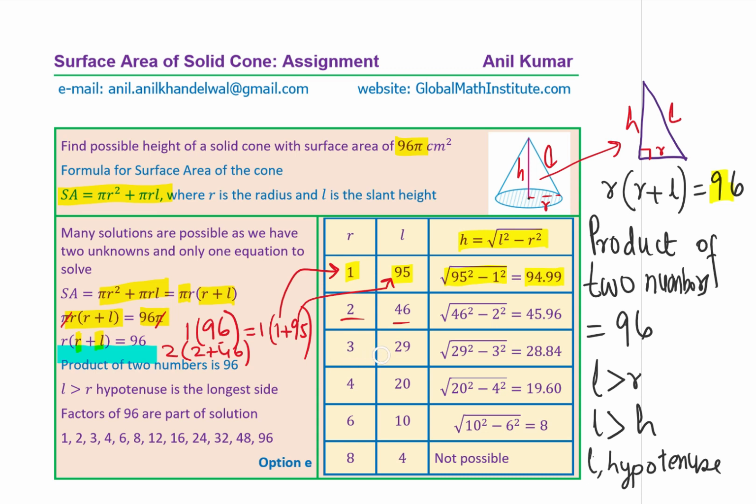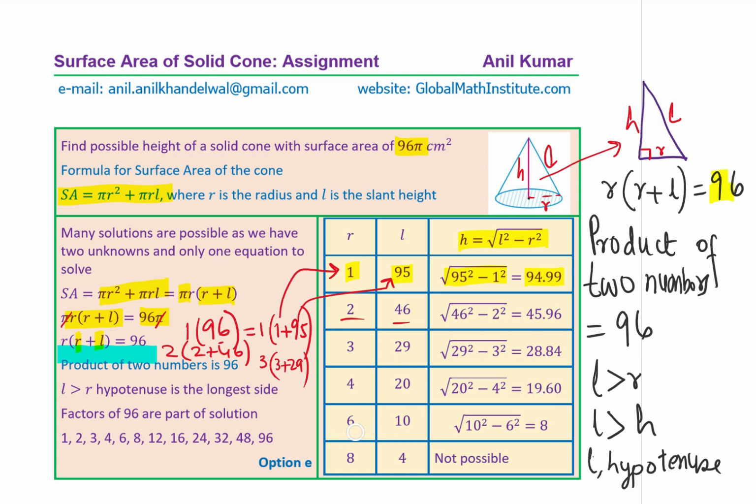Now, 3 and 29 can also work. How does this work? Well, it is like 3 times 3 plus 29, correct? So those are the factors. 3 and 32, correct? 3 and 32 are the factors, and you get the value of R as 3 and L as 29. And when you substitute that in the formula for finding H, you get 29 square minus 3 square, which is 28.84. Well, that is also not a whole number. Then 4 and 20. Well, 4 and 24 is 96, correct? So we get 20 square minus 4 square, calculating 19.60 becomes the height.